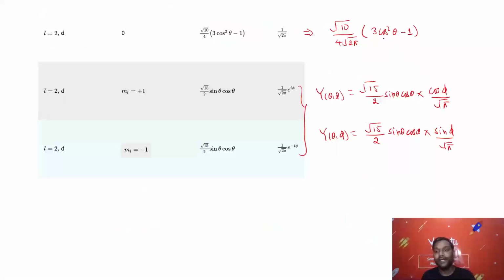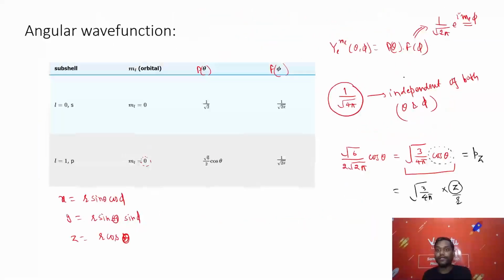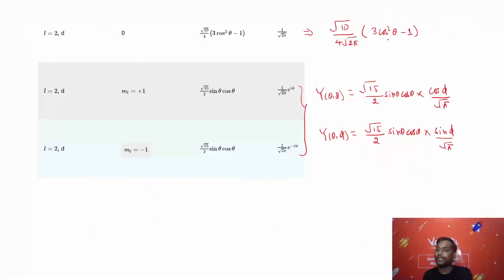This only contains cos theta. When there is no phi term, it means x and y are not there, because phi relates with x and y. Phi is the angle of the projection with the x-axis, and then 90 minus phi with the y-axis. If there is no phi term, as we have seen previously, there cannot be any x or y, because phi only comes in x and y. There is no phi in the z. So this must be representing z.